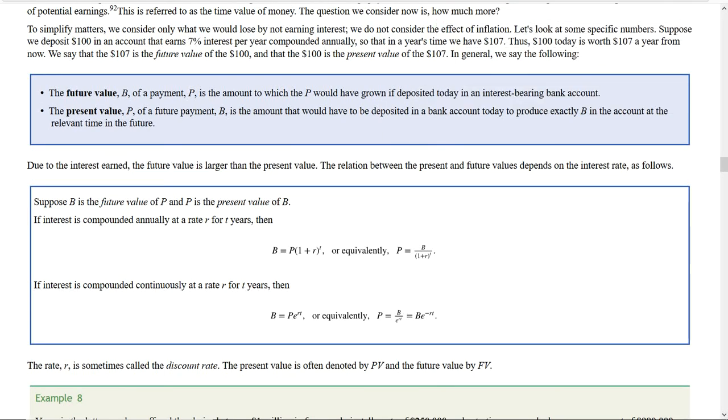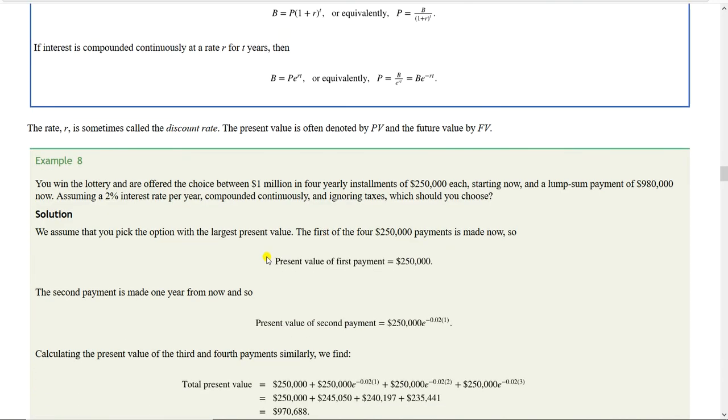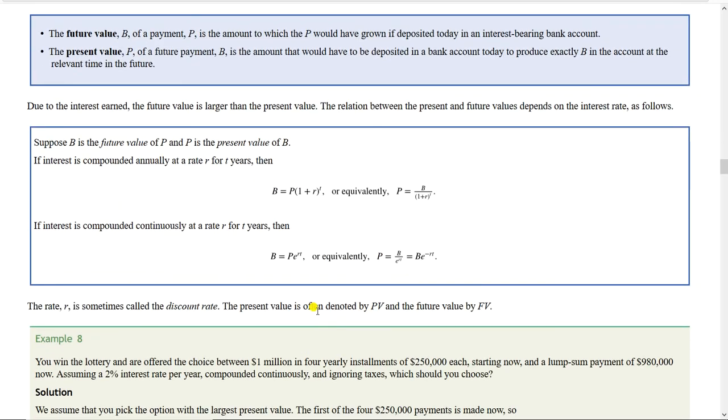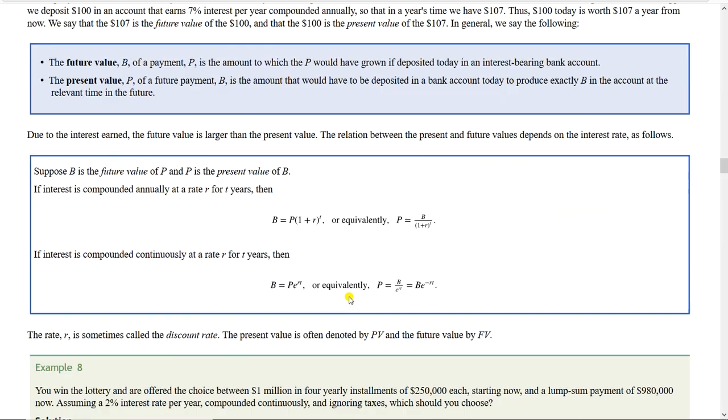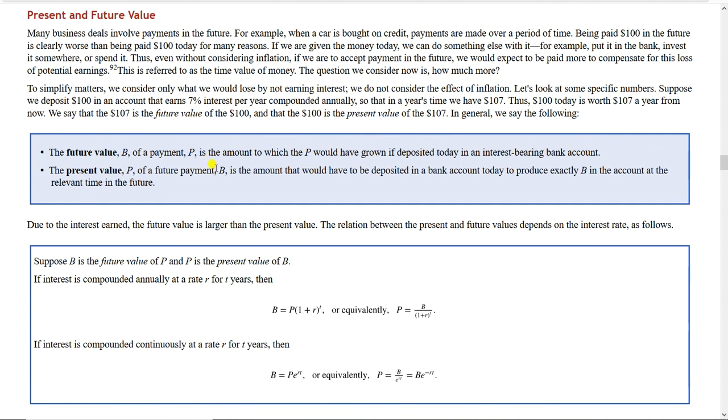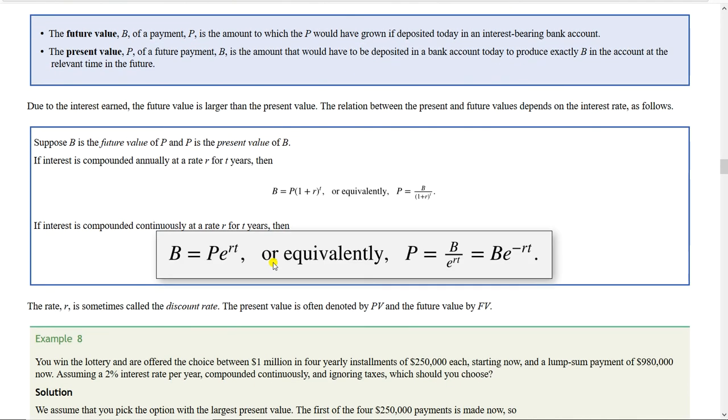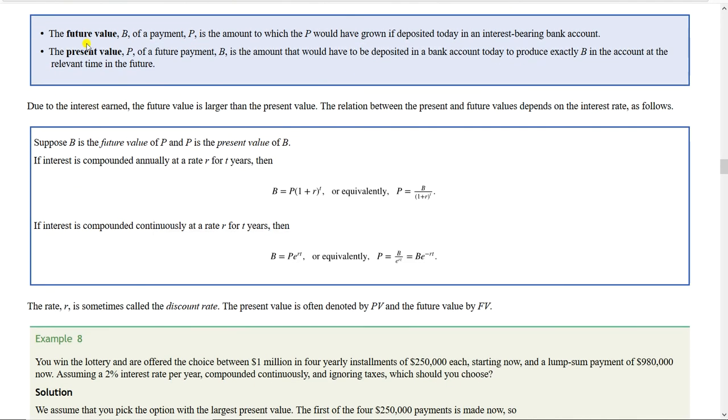Hi, there's one problem that I think is a good example, and I want to re-explain that one more time for you guys here because I think this topic is a little bit confusing for some people. Now we are trying to understand the difference between the present value and the future value. So just to recall, the present value is the money that you have in your bank account today, the exact money that you have now.